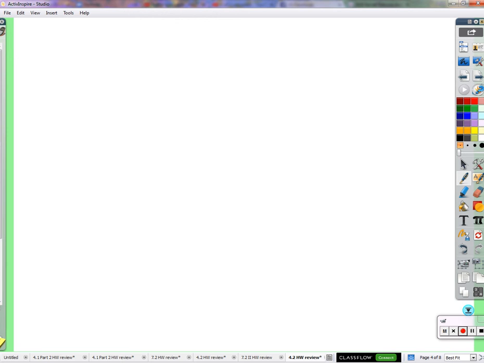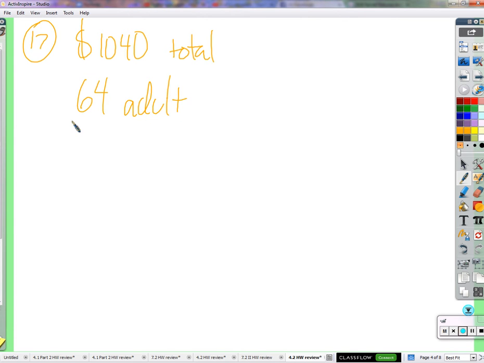Next was 17. Word problem. There's a drama club and they make $1,040 total from a play that they put on. They sell tickets and count up all the money, it's $1,040. 64 adult tickets were sold, and 132 student tickets were sold.